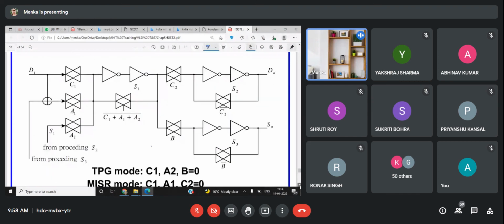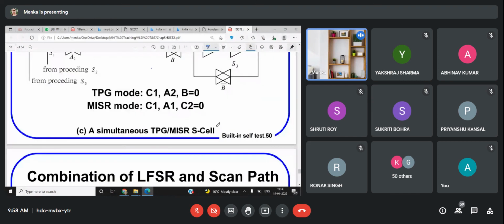How it will be working, like test pattern generation mode and MISR mode, is decided by the set of inputs. MISR is actually just like your LFSR, which is basically used as a test pattern generator as well as a signature analyzer. So depending on that, the same block will work for both units, the TPG and the output response analyzer.